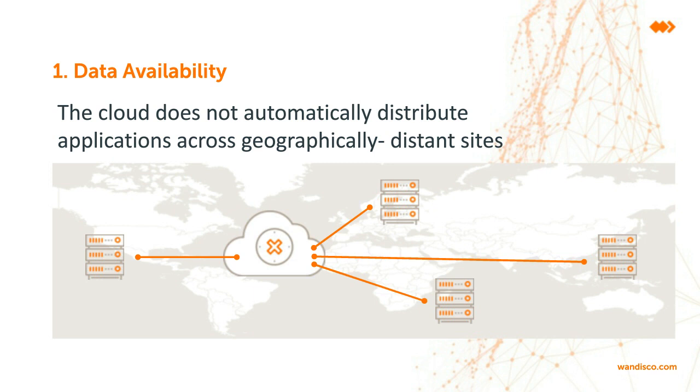The cloud by itself does not automatically distribute applications across geographically distant sites. It provides the infrastructure and the facilities to run applications in more than one location, but by itself doesn't provide the means to automatically distribute applications across those sites. Accommodating that means that you need to provide orchestration and management around application behavior yourself. In addition to that, the data that applications need to use must be made available across those locations as well.